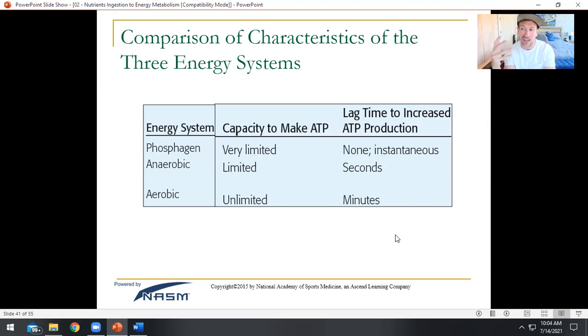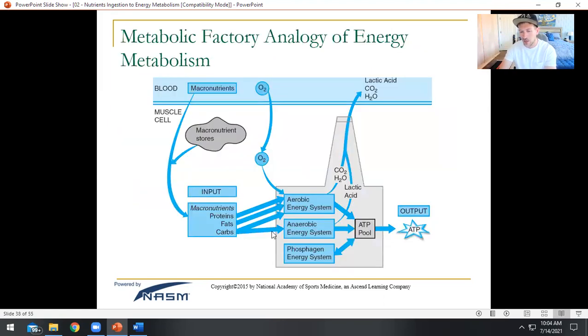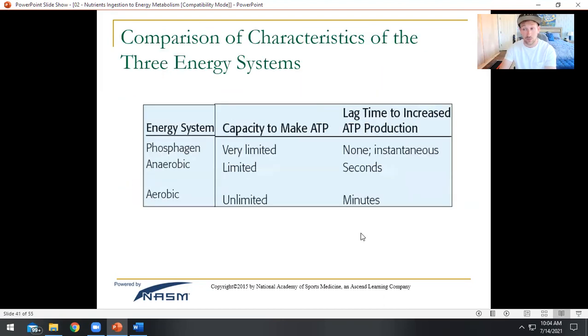So when it comes to your capacity for how much ATP you can generate, again, go back to our little factory picture here. Notice how that anaerobic system, glycolysis, can only do it if there are carbs. What happens if you run out of carbs? You have to entirely rely on your aerobic energy system, which is going to be tough. So when we look at the capacity to make ATP, the phosphagen system's capacity is essentially unlimited because creatine can just resynthesize itself, and you're resynthesizing ATP. You're not making new ATP.